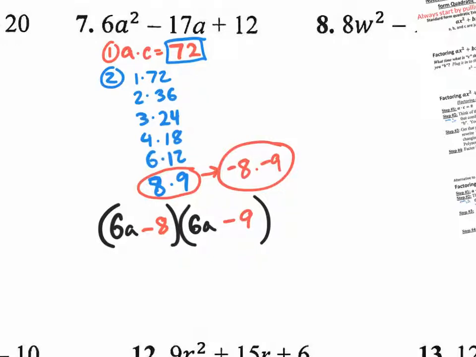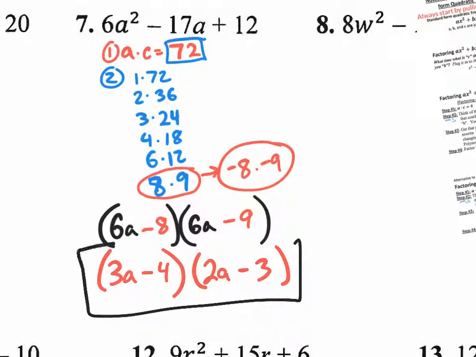And then you look at one binomial at a time and see what you could divide both of them by. So in other words, 6 and 8 could both be divided by what? 2. So this is the weird part because you're not factoring out a 2. You're actually just in your head dividing them both by 2. So if you divide both by 2, what do you get? 3A minus 4. And the other one, you're going to divide by what? You can't divide by 2, but yeah, by 3. So what do I get? 2A minus 3. And we are done. That's your answer.